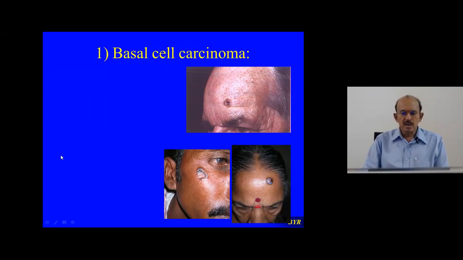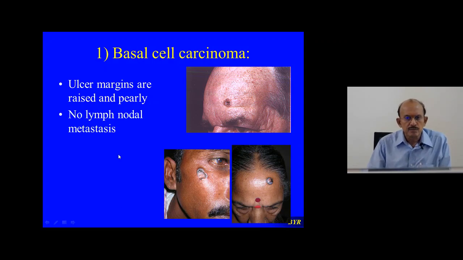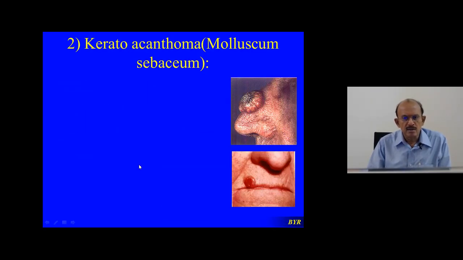So what are the differentiating points between basal cell carcinoma and squamous cell carcinoma? In basal cell carcinoma, the ulcer margins are raised and pearly. No lymph nodal metastasis because basal cell carcinoma doesn't spread by lymphatic vessels. It is only a locally spreading lesion. Usually occurs on the face.